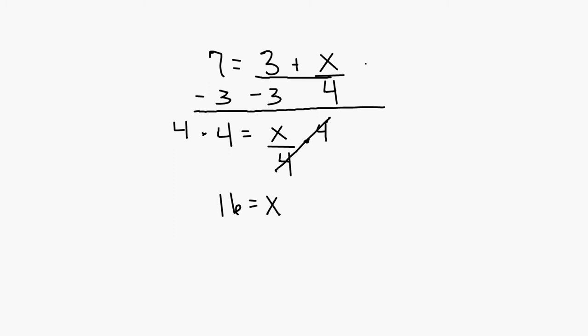Say that again. Math is the problem. 7 minus 3 is 4. And then you multiplied each side by 4. 4 times 4 is 16.